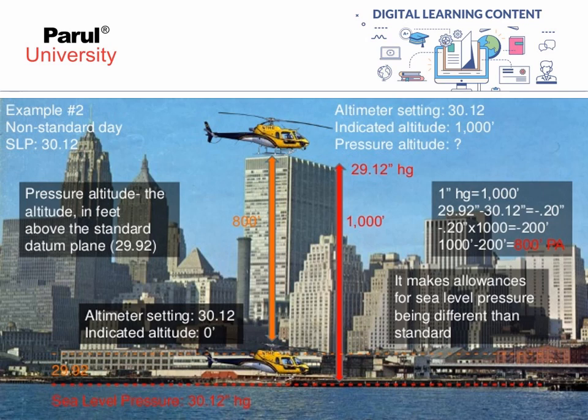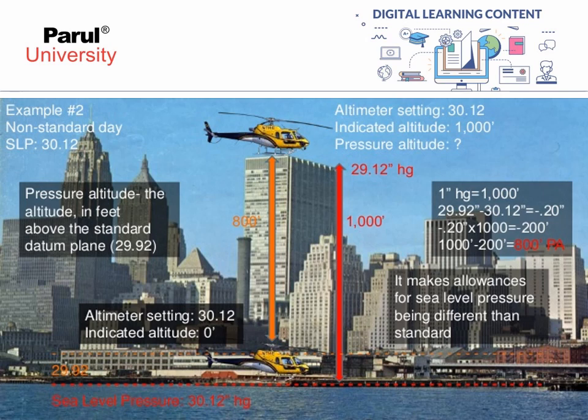Next, in example 2, non-standard air, the pressure altitude is the altitude in feet above the standard atmosphere 29.92. The altimeter setting is 30.12, the indicated altitude is 0. What is the difference? The altimeter setting is 30.12 and the indicated altitude is 1000 feet. What is the pressure altitude? One inch of mercury equals 1000 feet. 29.92 minus 30.12 is minus 0.20, which is minus 200 feet, so 1000 minus 200 is 800 feet.